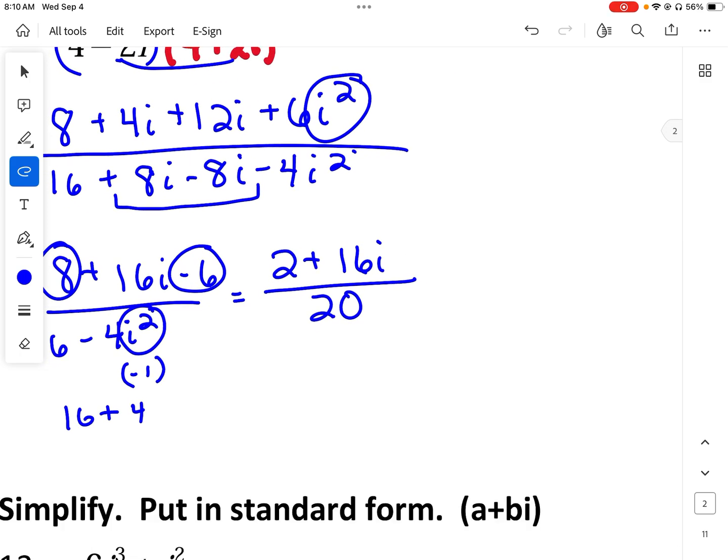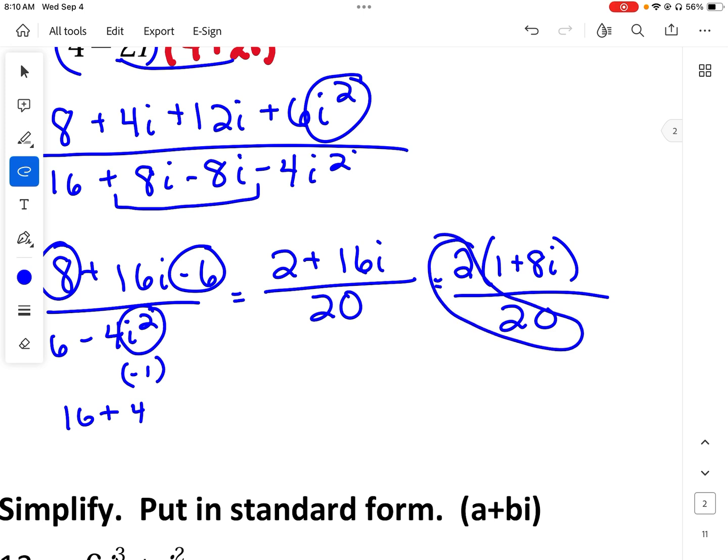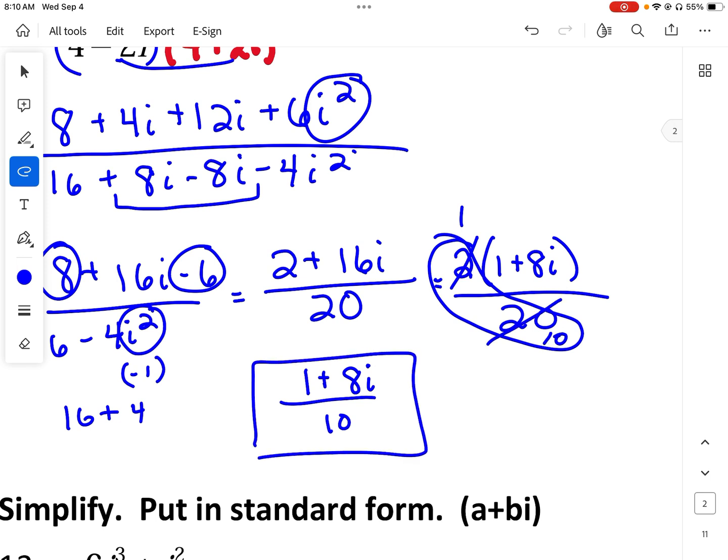When I look at this, I see everything is even. So I'm going to factor out an even here. So 2 times (1 plus 8i) over 20. Then I can simplify these numbers. So it's going to be 1 plus 8i over 10, because the 2 simplifies to 1 and the 20 simplifies to 10. So 1 plus 8i over 10.